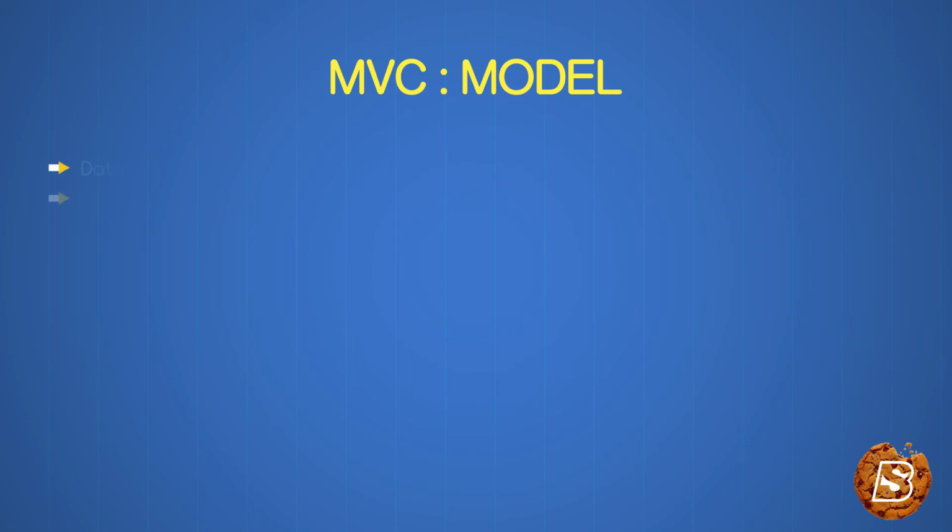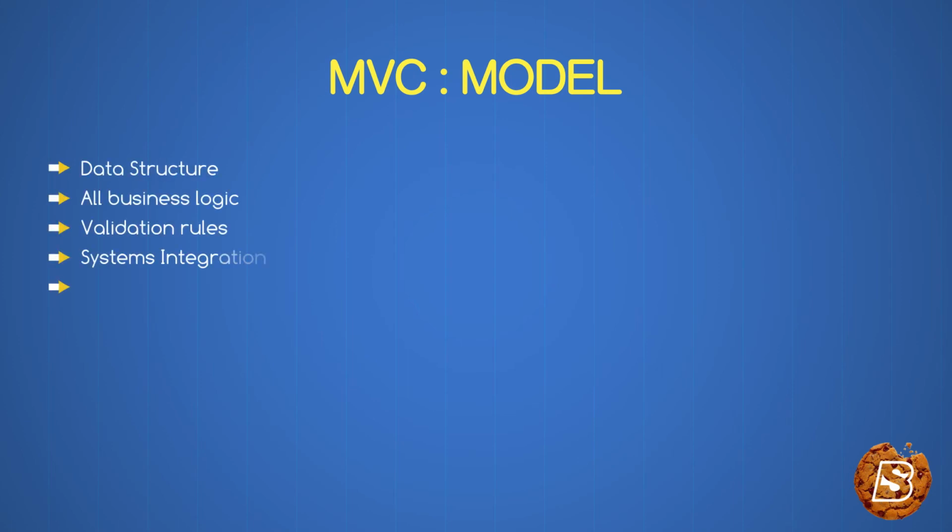flow works. The model contains everything like data structure, all business logic, validation rules, systems integration, but it does not know anything about the controller or the view. In some cases, people just compare MVC models to data structures, but that's not the case. One should avoid putting business logic inside controllers. It should be in the MVC model.